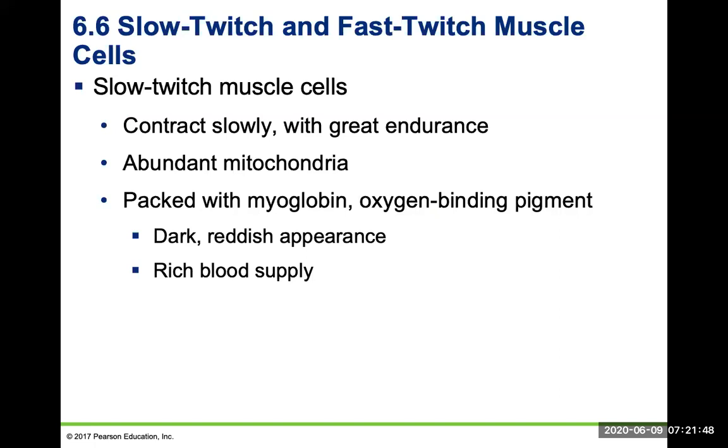Slow twitch muscle cells contract slowly with great endurance. So they have abundant mitochondria, which will create the ATP necessary for them to contract with great endurance. They're packed with myoglobin, so it gives them a dark reddish appearance, and they're rich in blood supply.